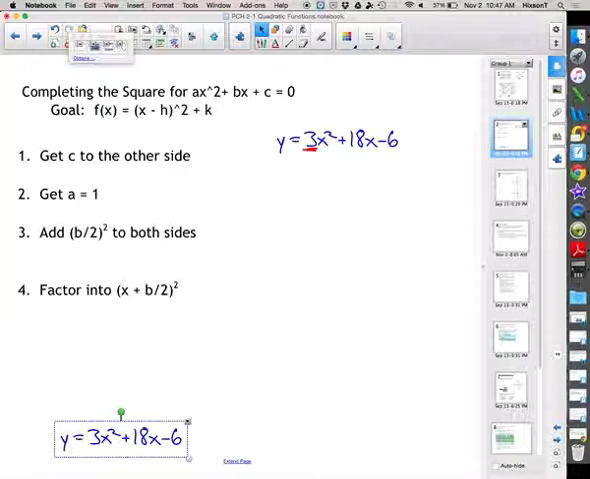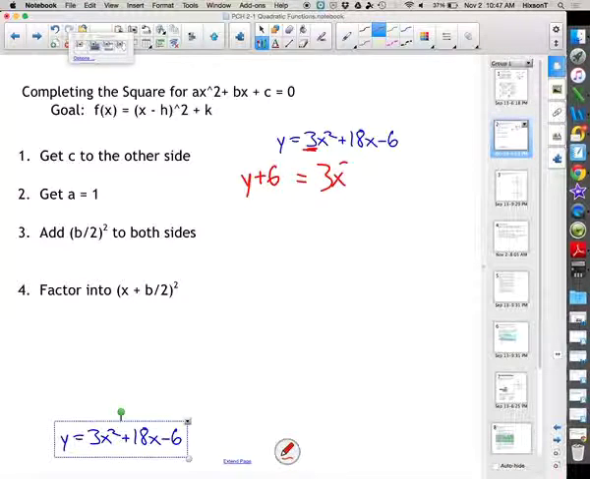It's a couple extra steps, but it helps avoid some careless mistakes. Alright? So the first thing I would do is get C on the other side by adding, in this case, adding 6. I'd have y plus 6 equal to 3x squared plus 18x. And then I'm going to get a equal to 1. So how would I get this 3 to be a 1? I'd divide everything by 3. Okay, so I'm going to divide this by 3, divide this by 3, and divide this by 3.